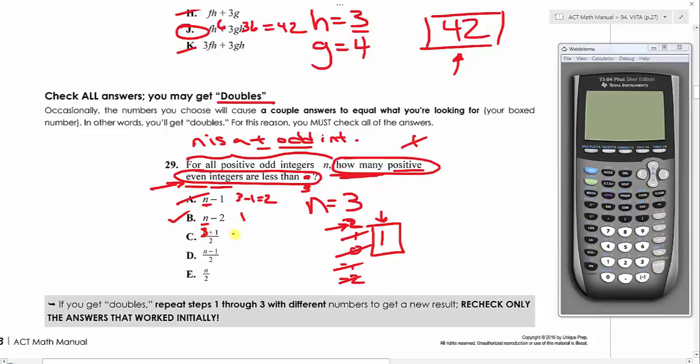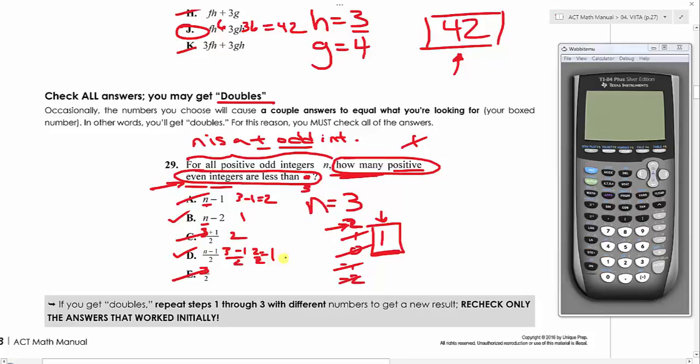Answer choice C is 3 plus 1 over 2, which is 4 over 2, which is 2. So that doesn't work. D is 3 minus 1 over 2, which is 2 over 2, which is equal to 1. So now what we have gotten is doubles. We have gotten 2 answers that kicked out our boxed number, and that's okay. That doesn't mean that the technique failed or that you did anything wrong. It simply means that by the luck of the draw, we happened to choose a number for n that caused multiple answers to equal our box number. We will check E. This is 3 over 2. That does not work.